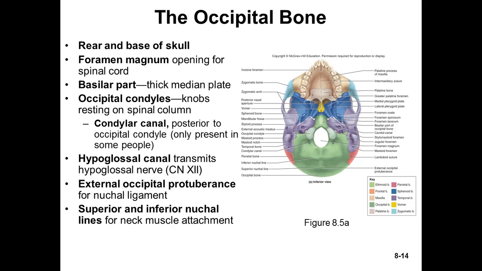The occipital condyle sits on top of C1, which is the first cervical vertebra. We're going to talk about C1 and C2 a little bit later. Picture those knobs resting on your spinal column. The first bone that makes contact with those knobs, of course, will be C1.